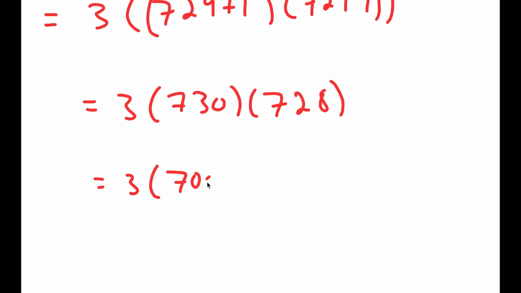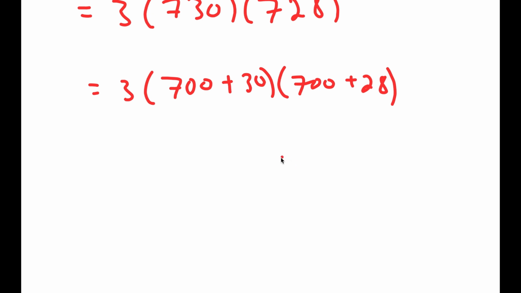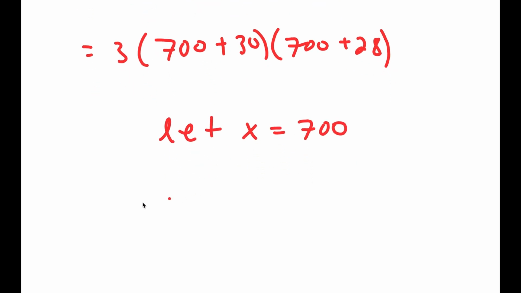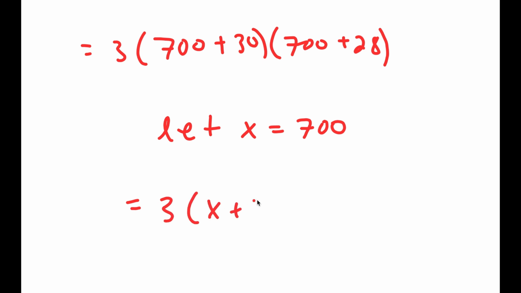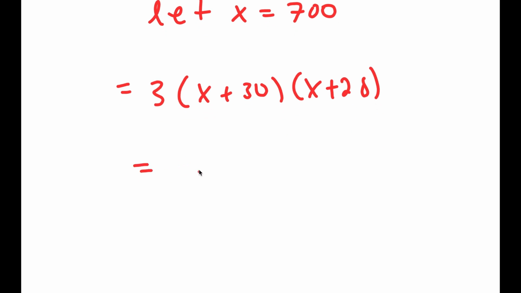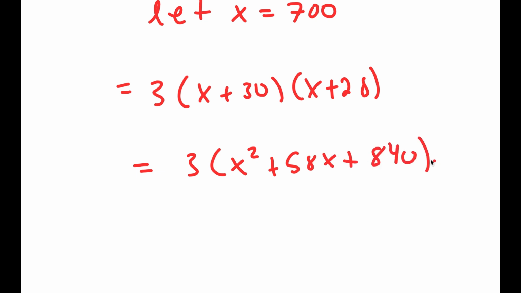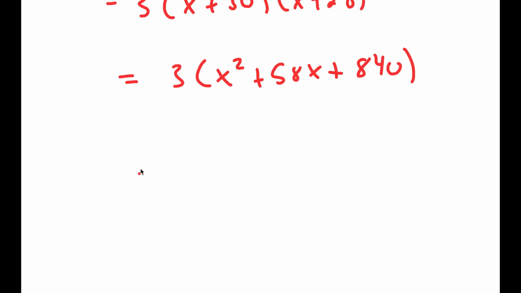which I can rewrite as 3 times 700 plus 30 times 700 plus 28. This is just to make it easier to solve. So now we can let x equal 700. So I get 3 times x plus 30 times x plus 28, which is equal to 3 times x squared plus 58x plus 840. And because x equals 700, we can now plug in 700.